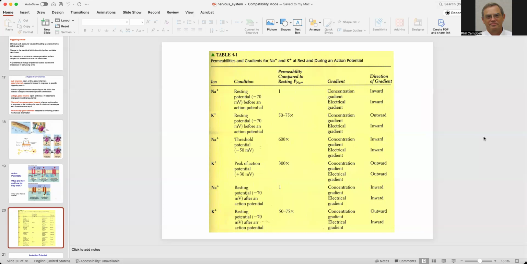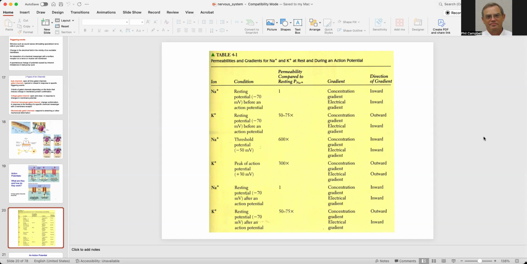But I want to focus on the permeability changes, okay? So due to those leaky channels, sodium has a permeability normalized to 1. Potassium has a permeability that is 50 to 75 times that of sodium. So that's how it dictates the formation of the membrane potential. Now, let's initiate an action potential. There is a local depolarization event at these voltage-gated channels for sodium. We reach threshold.